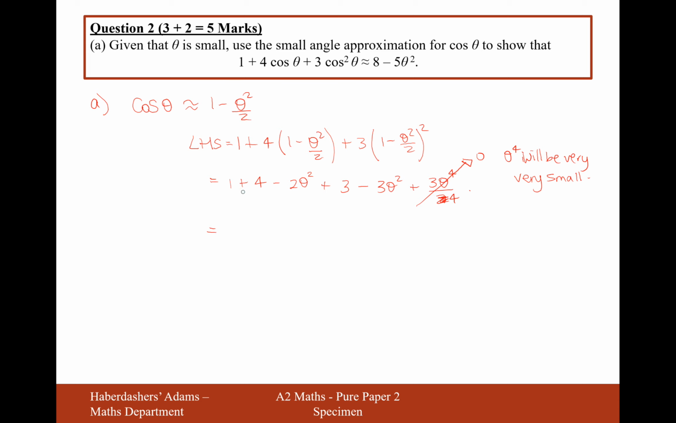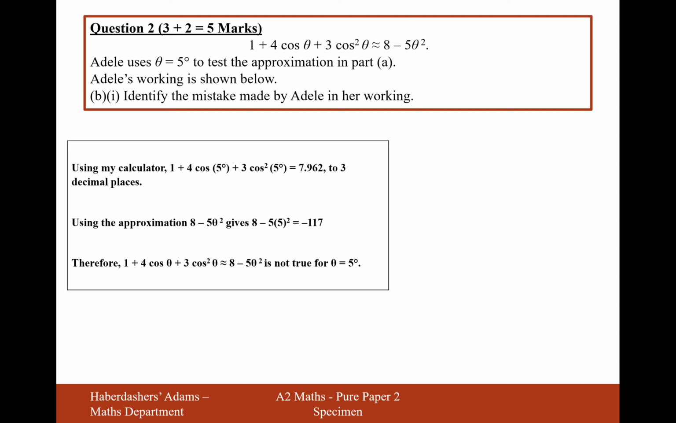So let's now simplify what we've got here. 1 plus 4 plus 3, that's 8, and minus 2 theta squared minus 3 theta squared, that's minus 5 theta squared. So there we are, that's our answer for this question, part A in the bag. Let's now move on to question B.